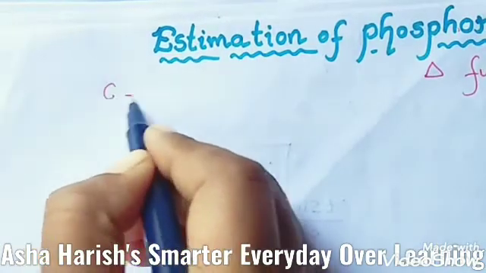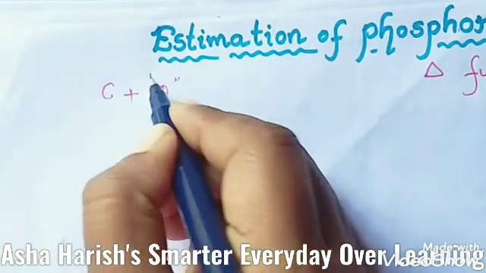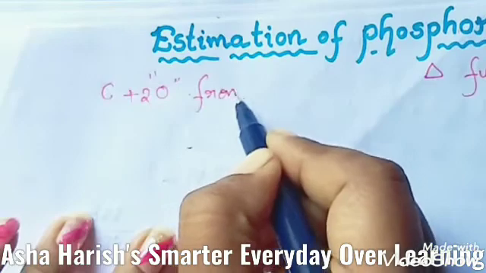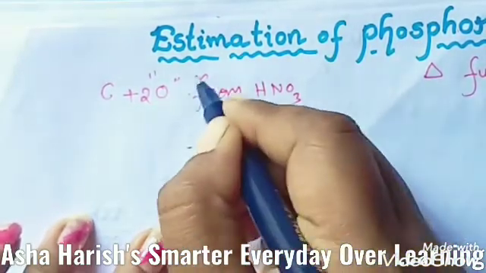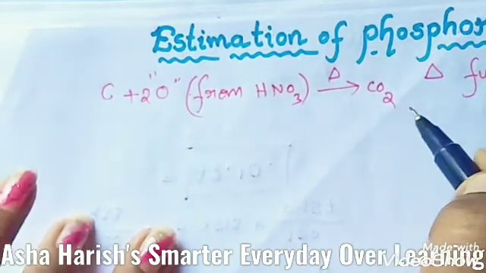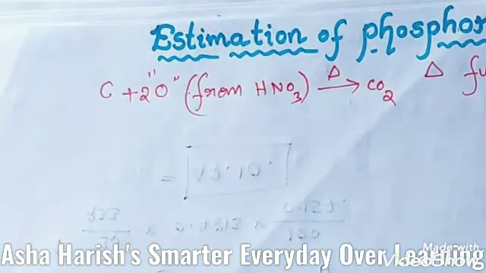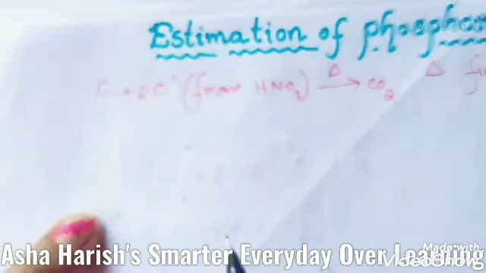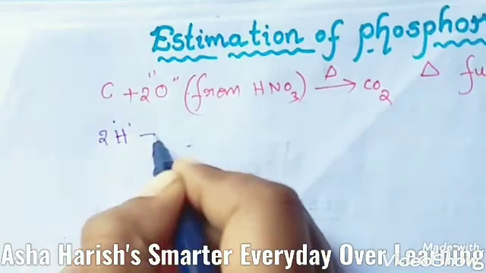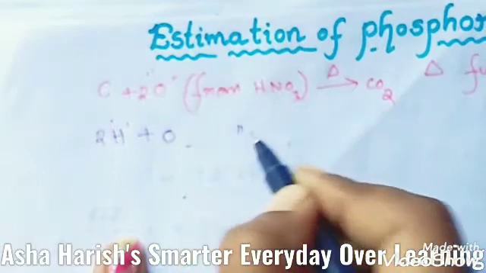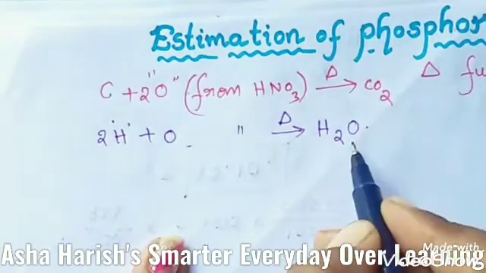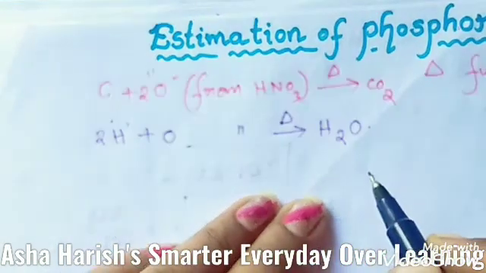First of all, carbon. To this, if you add oxygen, 2 moles of oxygen, this can be from HNO3, nitric acid, and heat gently, then CO2 will be formed. This is the oxidation process. Next equation, in just such a way, if you take 2 moles of hydrogen, to this also if you add oxygen, this is also from HNO3, then if you heat this compound completely, then hydrogen will become H2O. This is the oxidation process here.